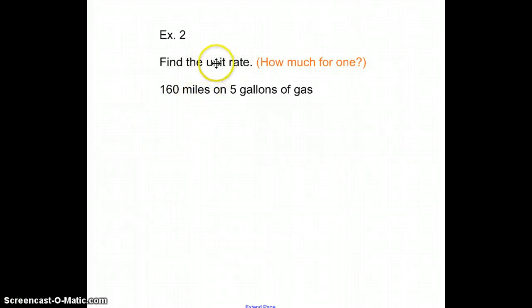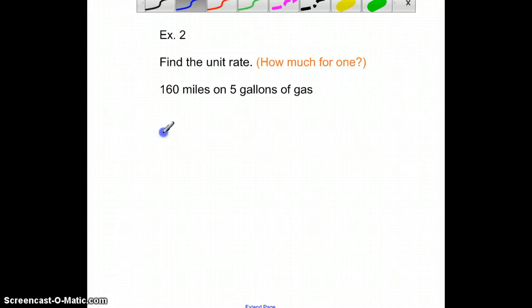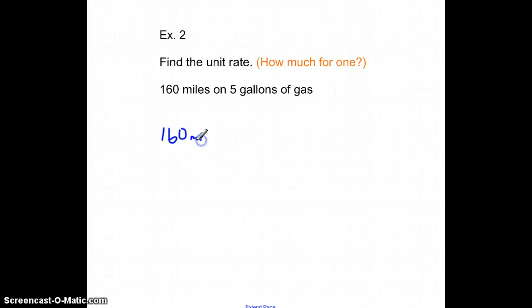They want us to find the unit rate. When you see the term unit rate, they're really just asking us how much for 1. These are really the most practical types of proportions we get into, where they're starting off with some type of real-world problem. So we can drive 160 miles on 5 gallons of gas. We could put that into a fraction by saying 160 miles, I'll put an M for miles, over 5 gallons of gas, I'll put a G here.